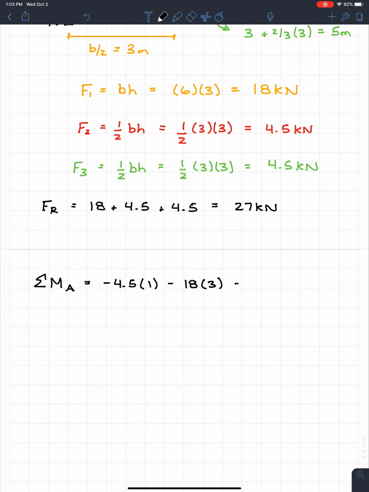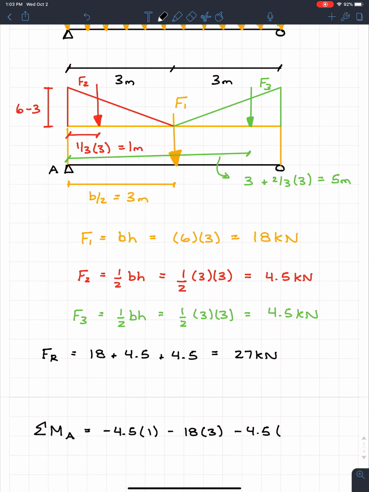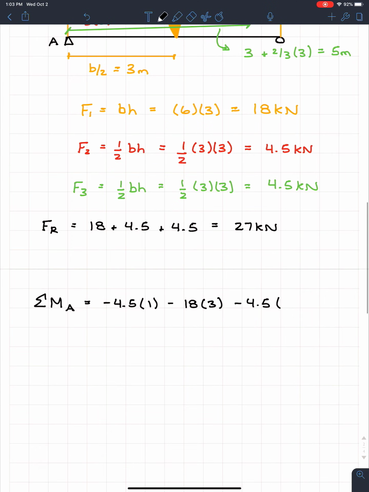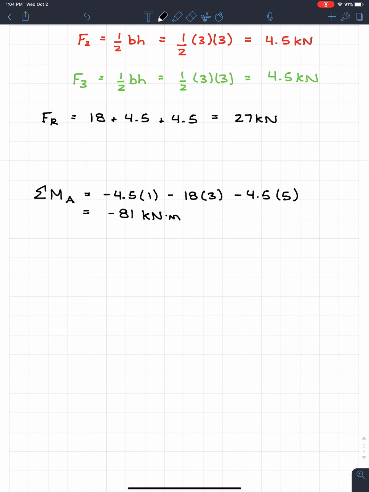And we're going to go minus 4.5. And now we have to find the distance, which we have as 5 meters already. So we can just go 5. So we know that the sum of the moments at that point is going to be negative 81 kilonewtons times meters. So we replace this system with a resultant force of 27 kilonewtons.